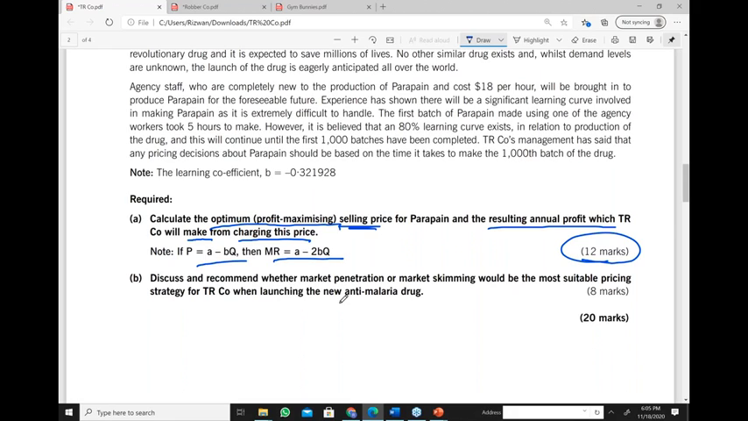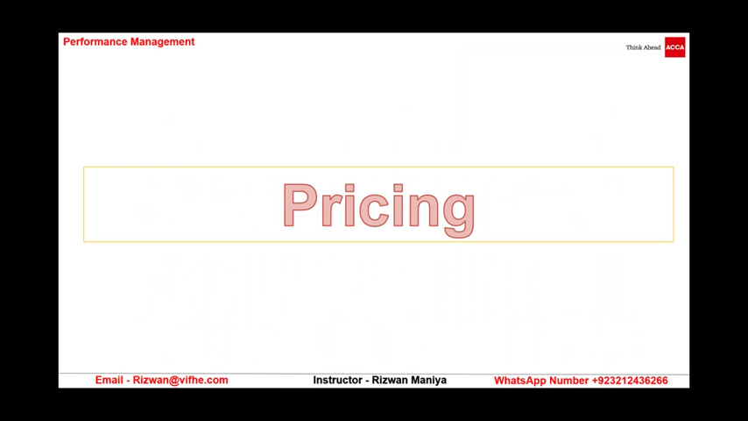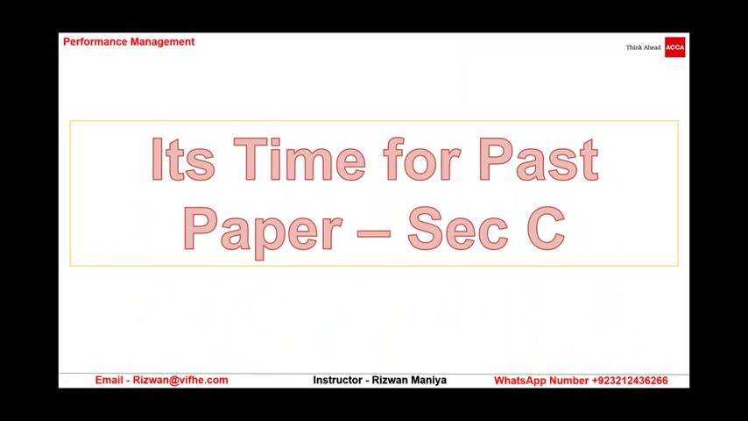It's pricing, okay? Second requirement, discuss and recommend whether market penetration or skimming would be the most suitable pricing strategy for the company when launching the new anti-malaria drug, for 8 marks. Okay, so it's skimming, penetration, right? Okay, so having said that, let's go to the handouts, and here we are. What a strategy. It's time for past paper, section C.